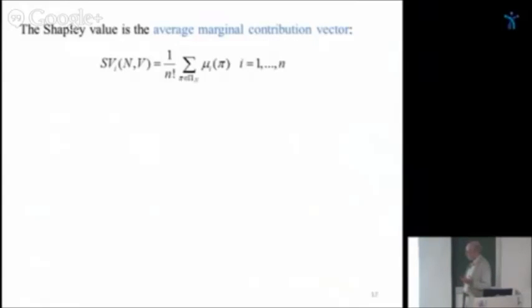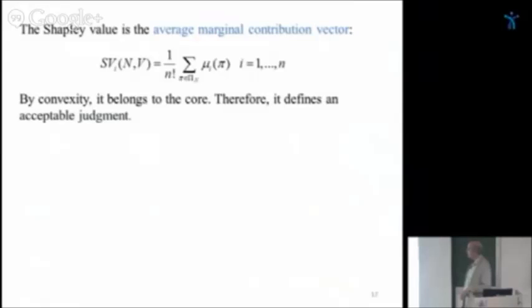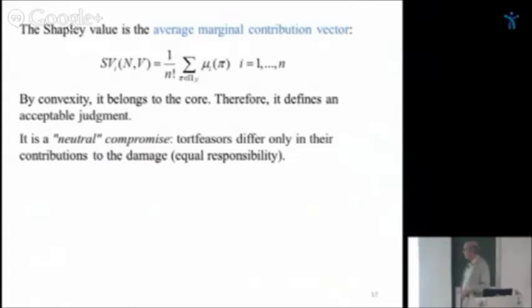The Shapley value, you know it, is the average marginal contribution vector. By convexity, it's in the core. In general, it's a core allocation. Therefore, for liability games, it defines an acceptable judgment. It's a neutral compromise. Tortfeasors differ only in their contribution to the damage.